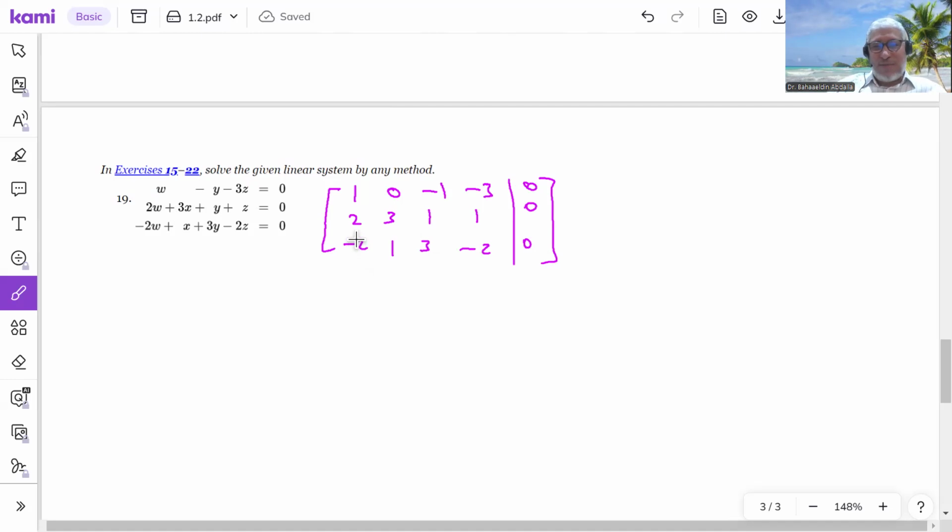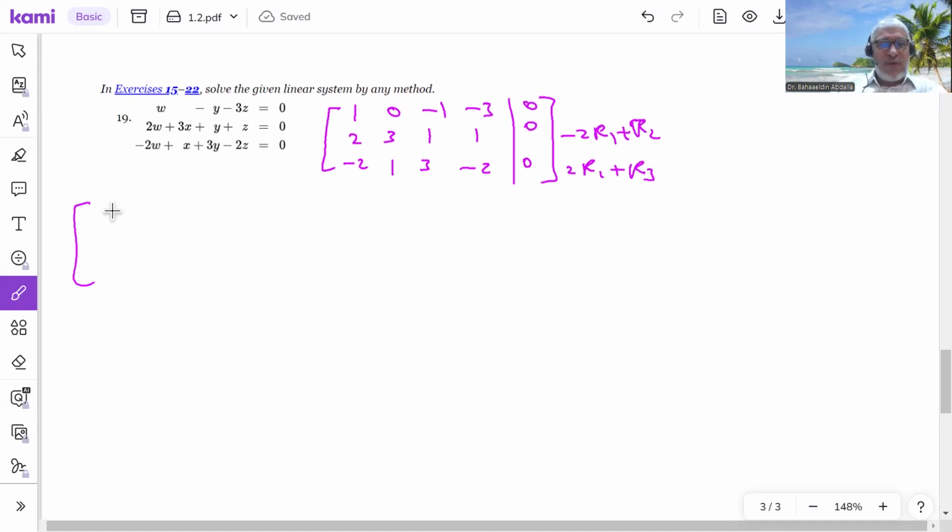Okay, you should know, when you have a homogeneous system, number of equations less than number of variables, you must have infinitely many solutions. Okay, this number should be 1. It is 1. We use it to make the numbers below zeros. So negative 2R1 plus R2 and 2R1 plus R3.